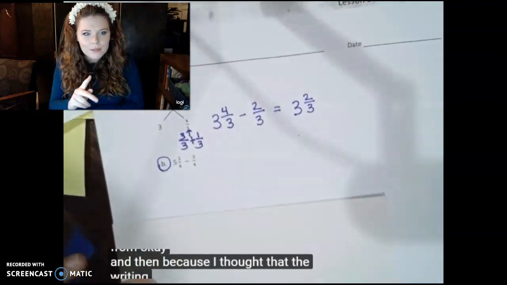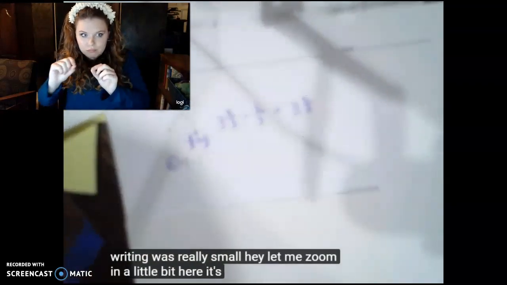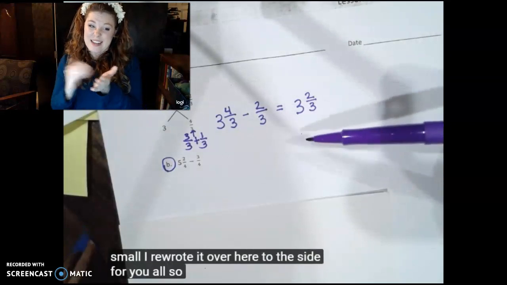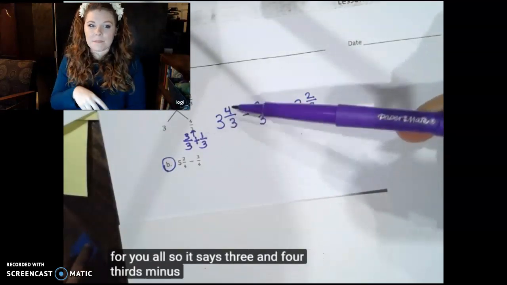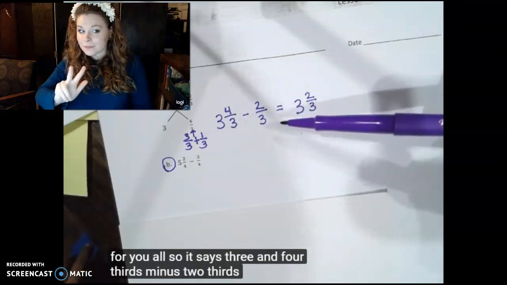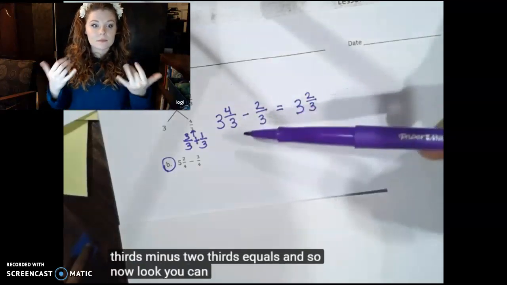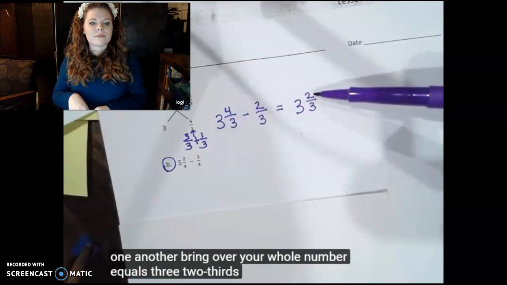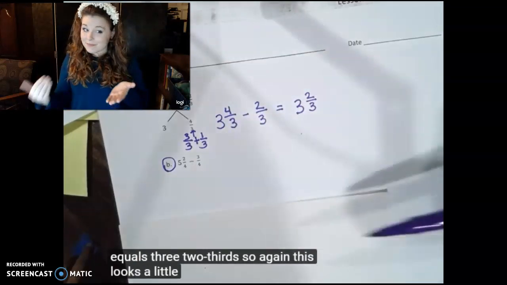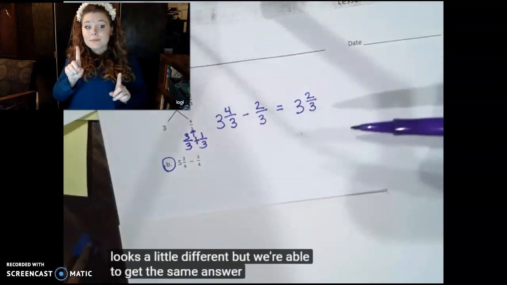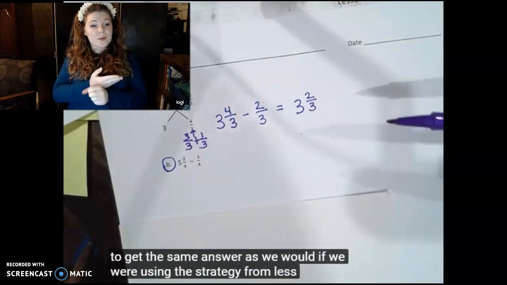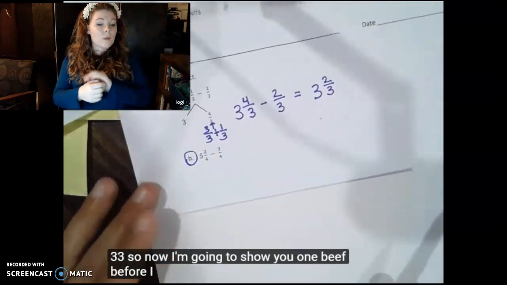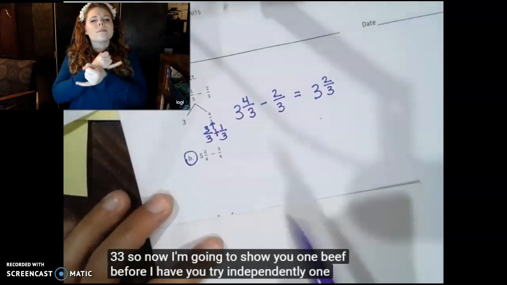And then because I thought that the writing was really small, let me zoom in a little bit here. It's better. Because I thought that the writing was really small, I rewrote it over here to the side for you all. So it says 3 4/3 minus 2/3 equals, and so now look, you can subtract your fractions from one another, bring over your whole number, equals 3 2/3. So again, this looks a little different, but we're able to get the same answer as we would if we were using the strategy from lesson 33. So now I'm going to show you 1B before I have you try independently 1C.